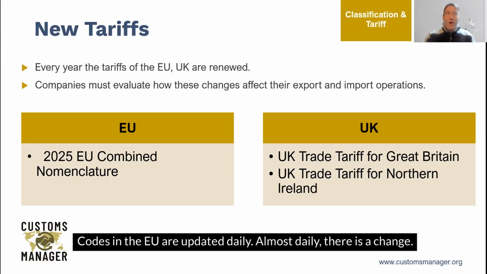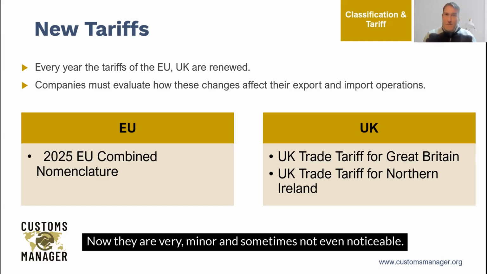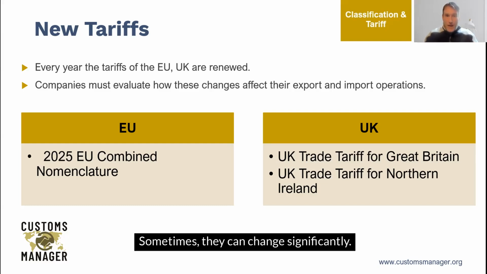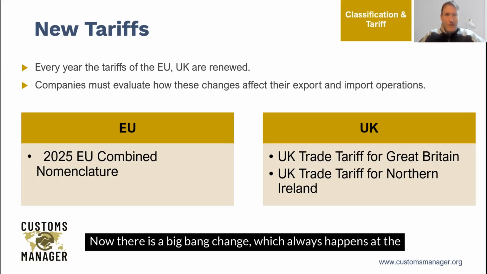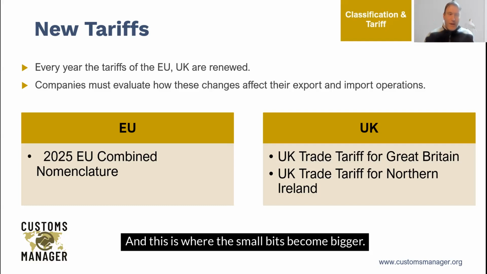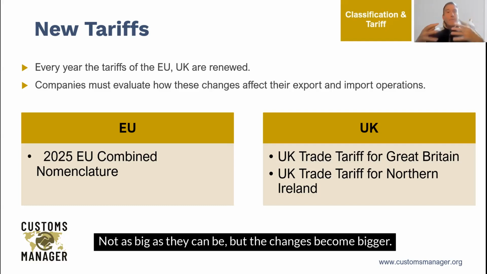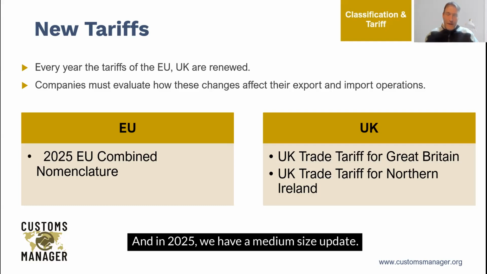Codes in the EU are updated daily. Almost daily there is a change. Now, they are very minor and sometimes not even noticeable. Sometimes they can change significantly. Now, there is a big bang change, which always happens at the beginning of the year. And this is where the small bits become bigger. Not as big as they can be, but the changes become bigger. And in 2025, we have a medium size update.